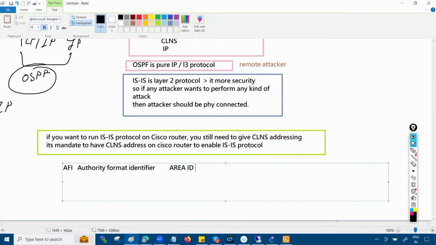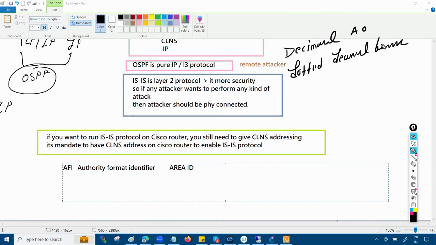The only difference I can say is that in OSPF you normally give the area ID in decimal format, and you can also give it in dotted decimal format, like area 0 and area 0.0.0.0. Here you define the area ID in a different format.